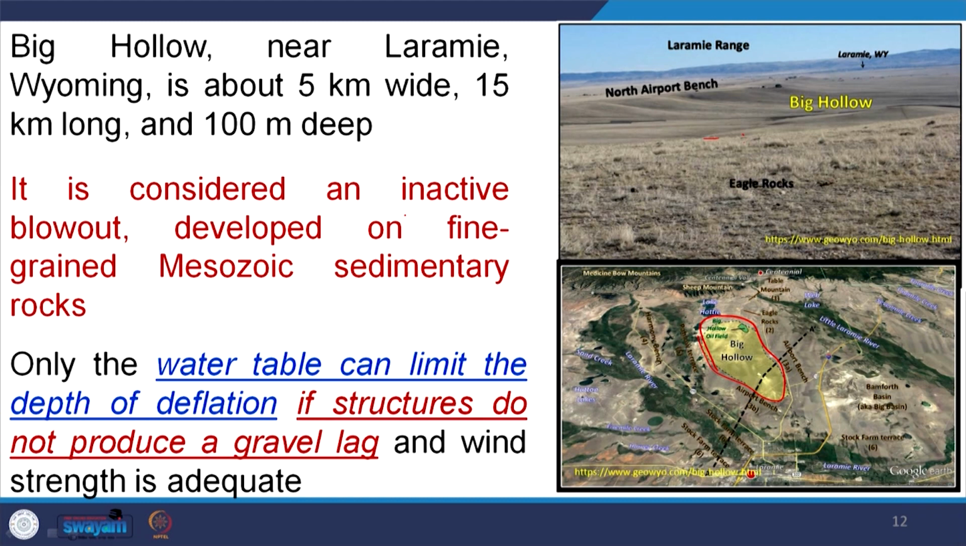So, if gravel lag is there, then further wind action reduces. So, that is why in a depressed part here, this is in Wyoming, we are getting a 5 kilometer wide and 15 kilometer long and 100 meter deep hollow. This is due to deflation.